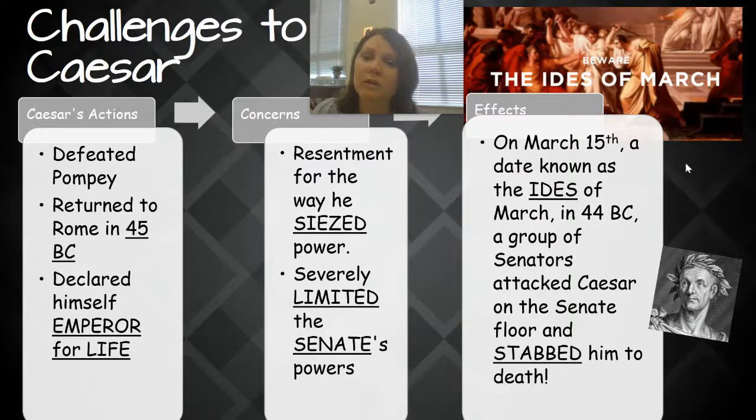On March 15th, a date known as the Ides of March, in 44 BC, just a year after he comes back in there, a group of senators attack Caesar on the Senate floor, and they stab him and kill him. He's assassinated. When this happens, the government did not change. It stays a republic. So even though he tried to change the government, it did not happen. This is not the beginning of an empire. A lot of people think that this is, but it's not, because the change was not made: the Senate did something about it and took that power back.